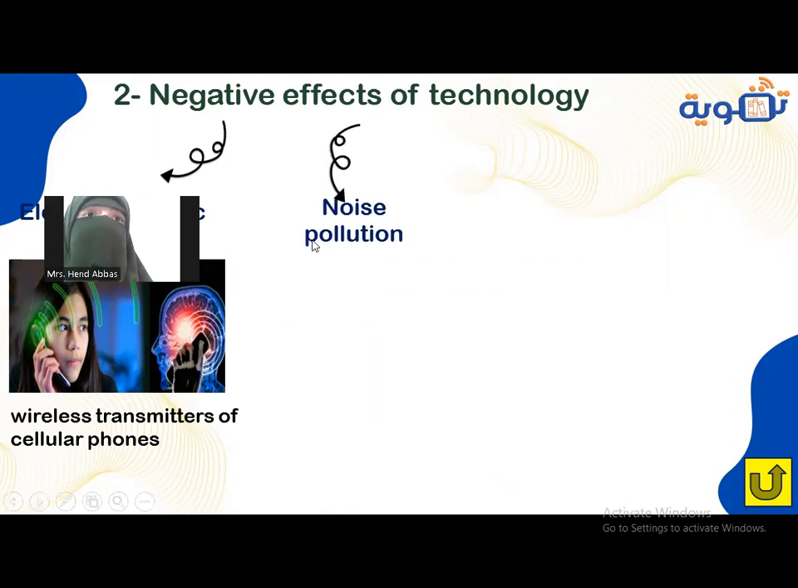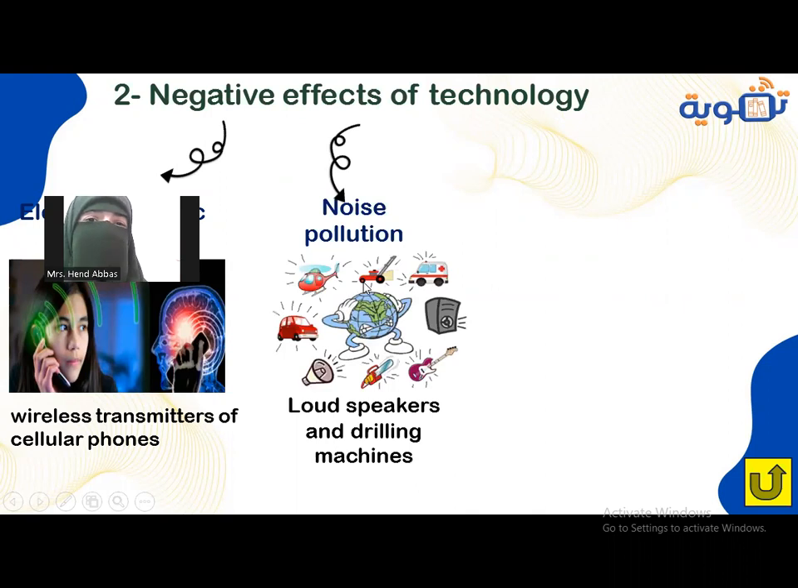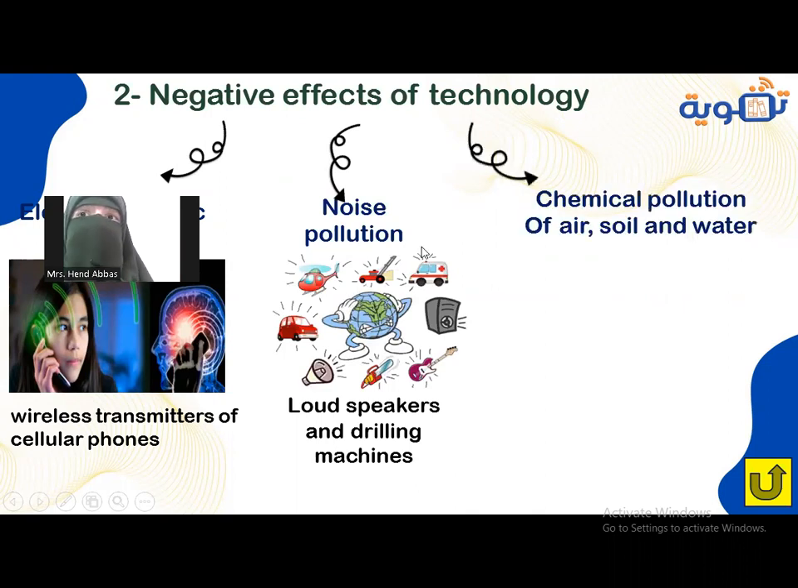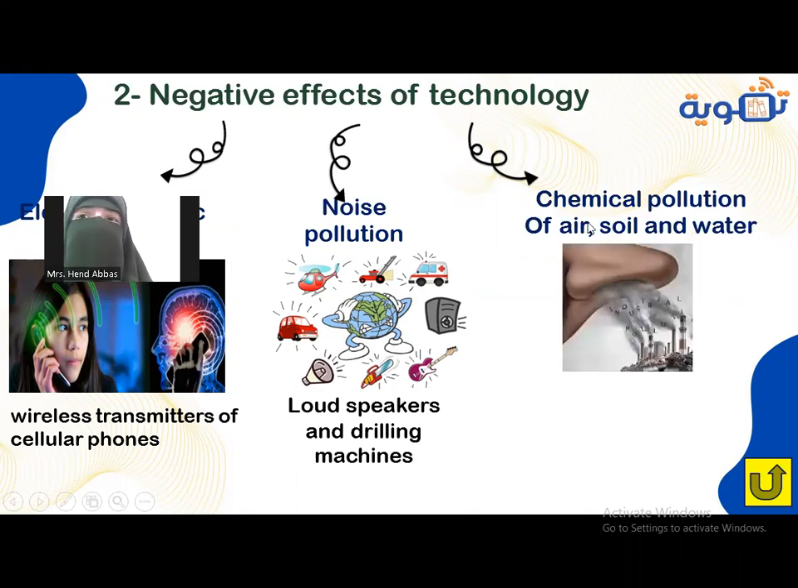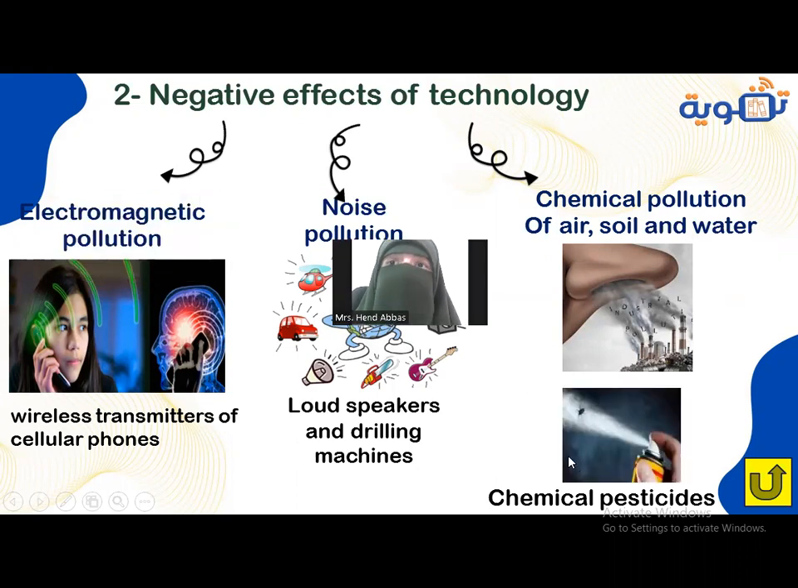The second negative effect is noise pollution. Loudspeakers and drilling machines cause noise pollution. The third negative effect is chemical pollution. Chemical pollution of what? Of air, of water, and of the soil. Like what here, guys? Like chemical pesticides. Using chemical pesticides causes chemical pollution.